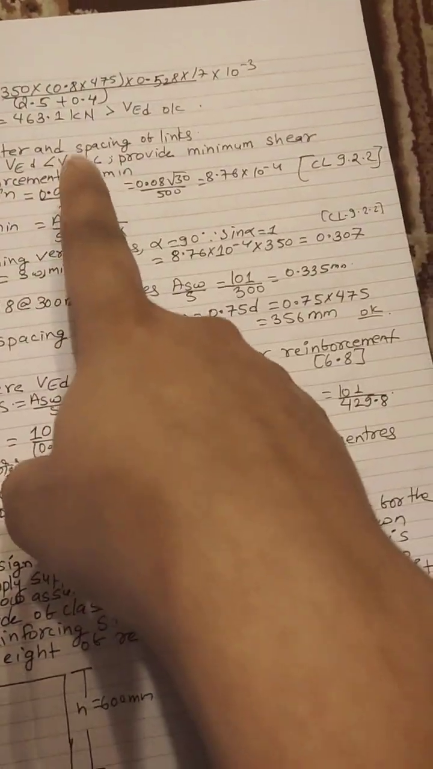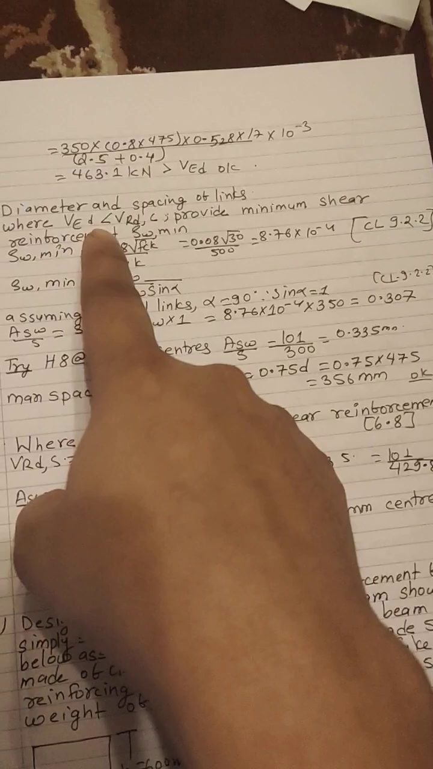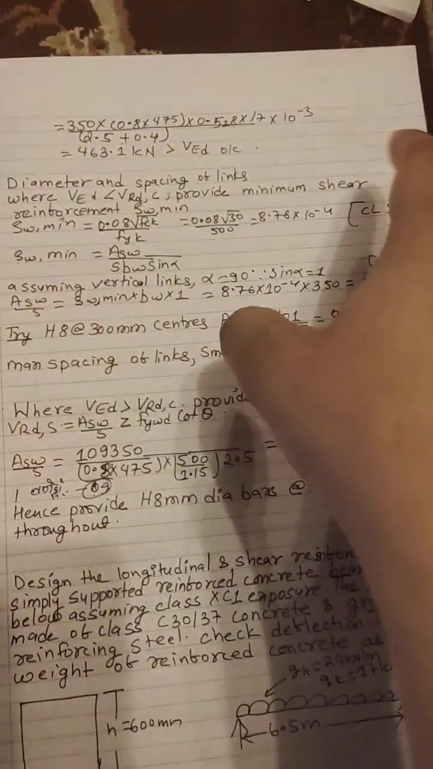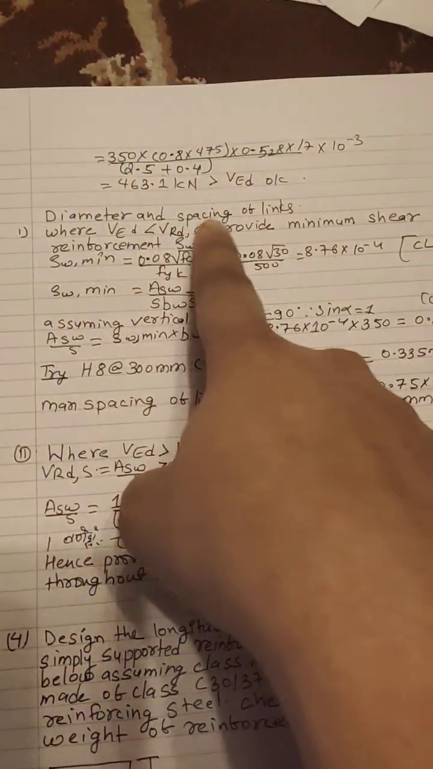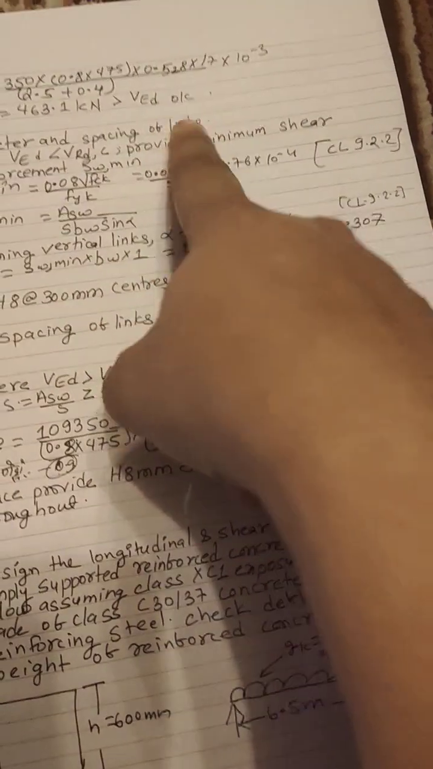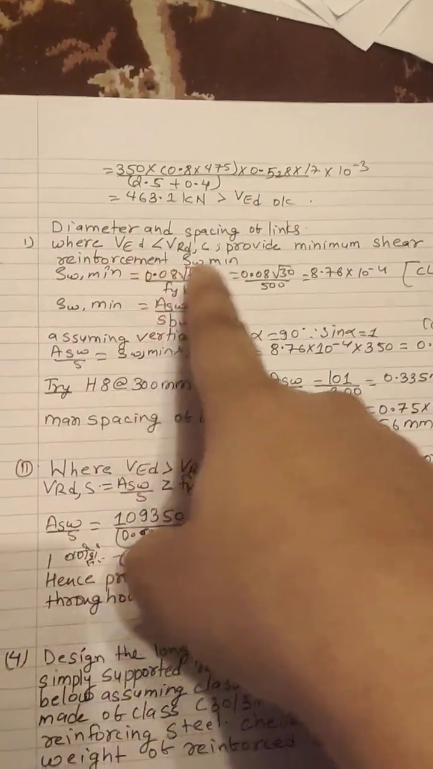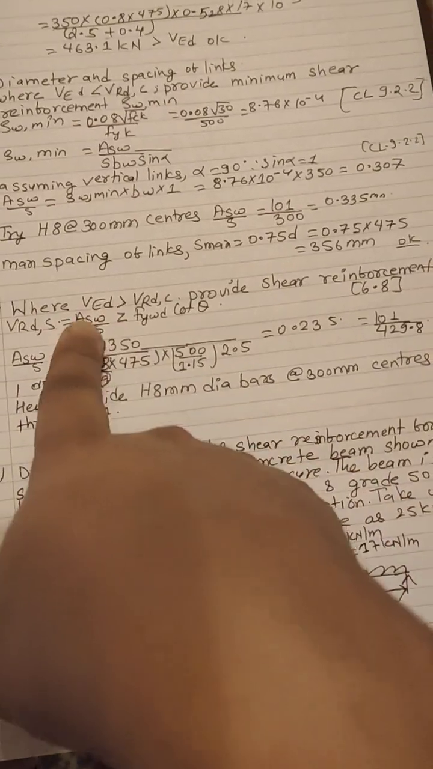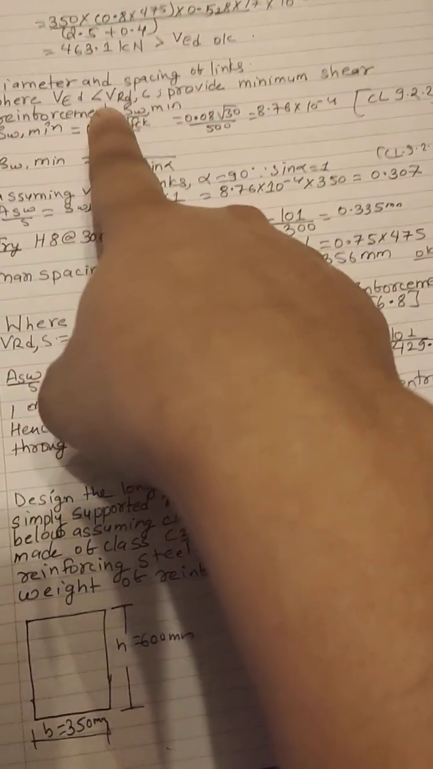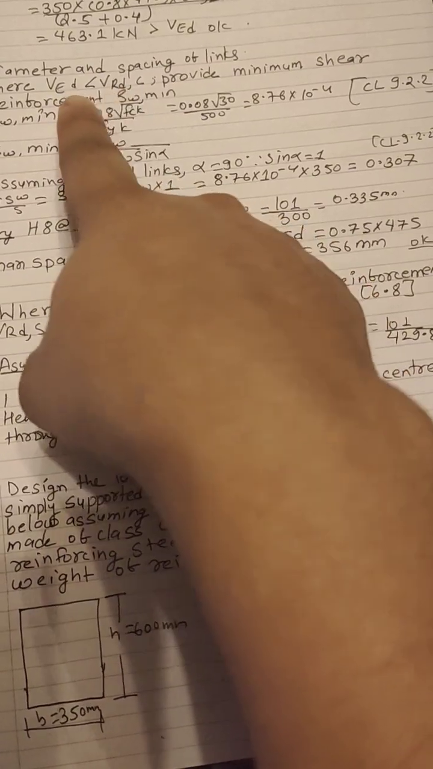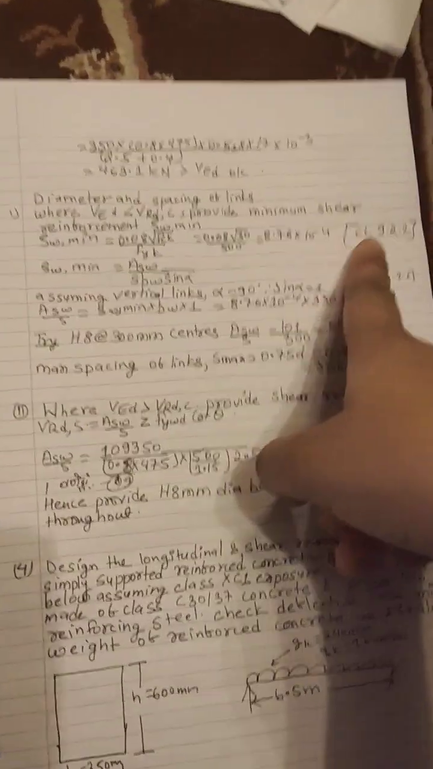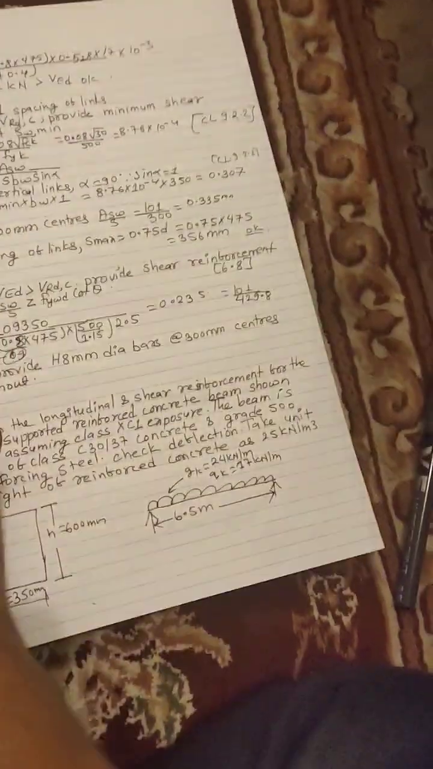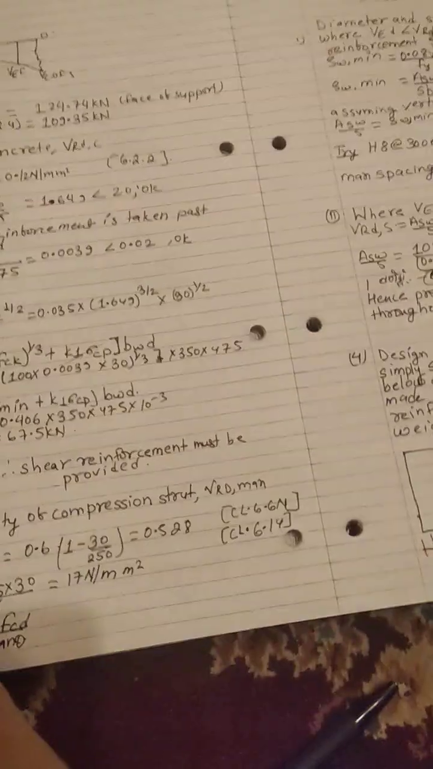So we kept the value, and we check the shear resistance of the inclined member. We got 463, it is greater than BED, okay, and it's okay. Then we are going to check the two conditions, diameter and spacing of link. If BRDC is greater than BED, then we need to provide the minimum reinforcement, and we have that from clause 9.22.